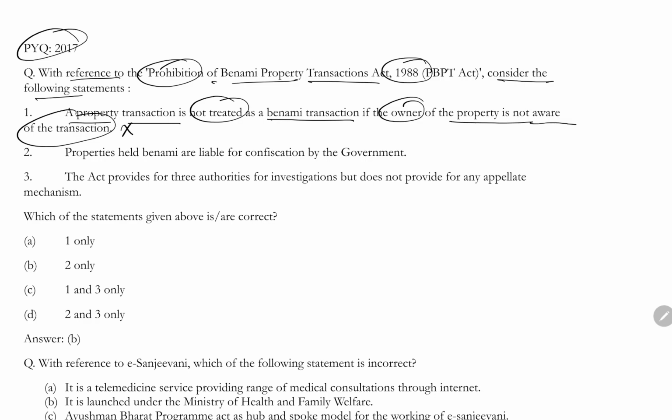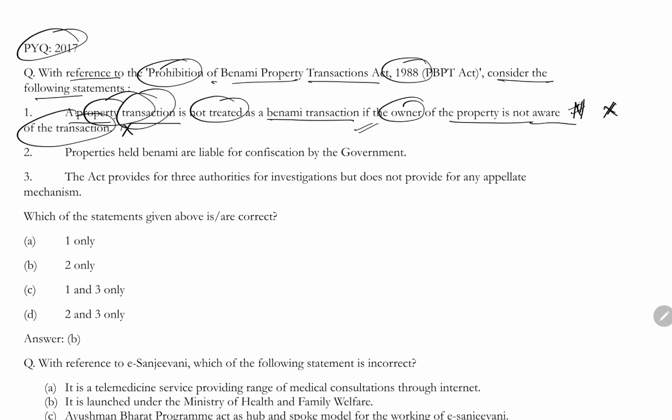If you don't know the law, it doesn't mean you have the right to violate the law. So I'm trying to say that if a person doesn't know that the property was transacted or transferred in his name, even then he will be charged under the Benami Property Transactions Act of 1988. So from here the first statement is incorrect.